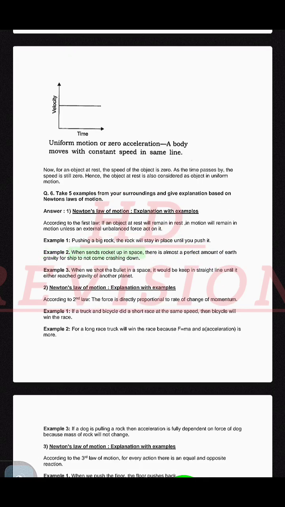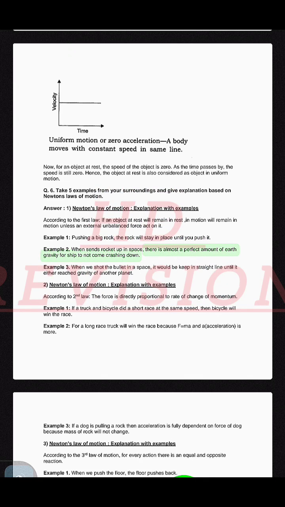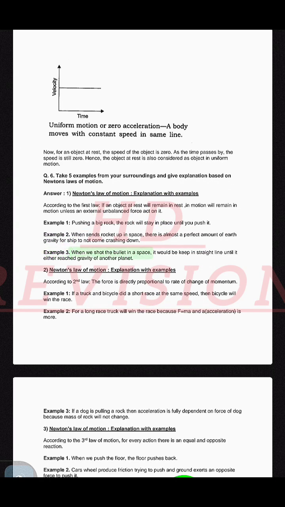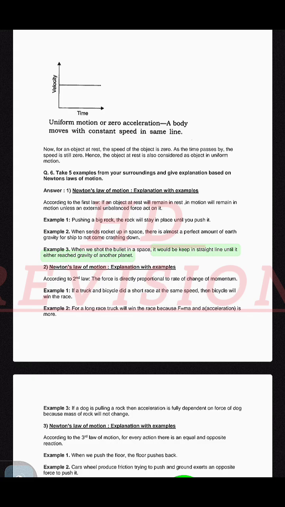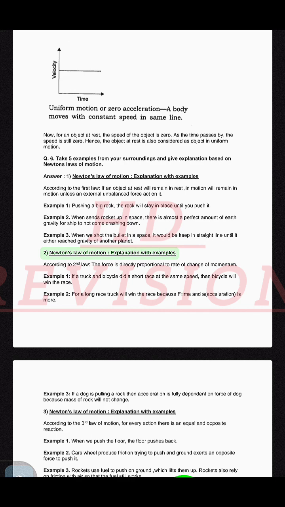Example 2: When we send a rocket up in space, there is almost a perfect amount of earth's gravity for the ship to not come crashing down. Example 3: When we shoot a bullet in space, it would keep going in a straight line until it reaches the gravity of another planet.